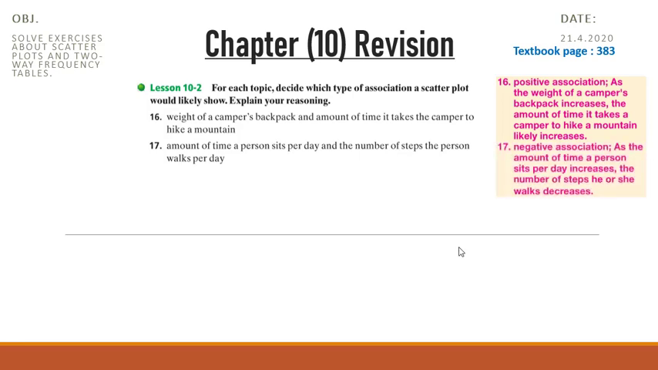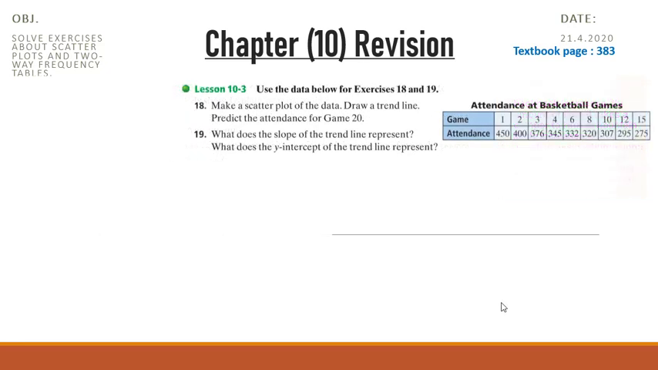Of course it's negative association: as the amount of time a person sits per day increases, the number of steps he or she walks decreases. So when you sit more, you get fewer steps. So this is negative association. Of course, on this one we need a scatter plot and a trend line.